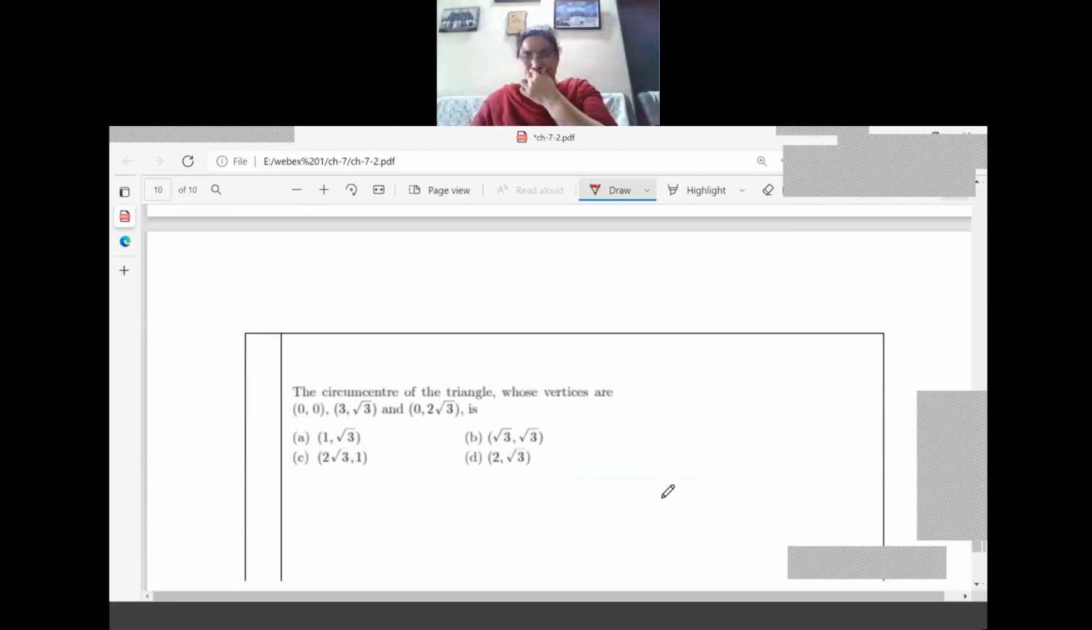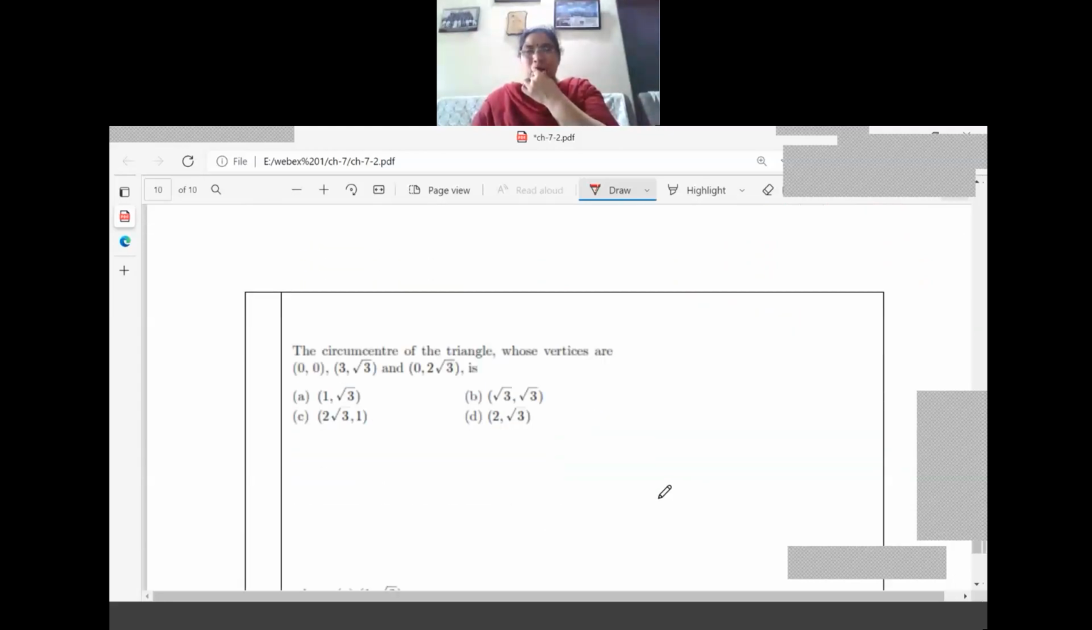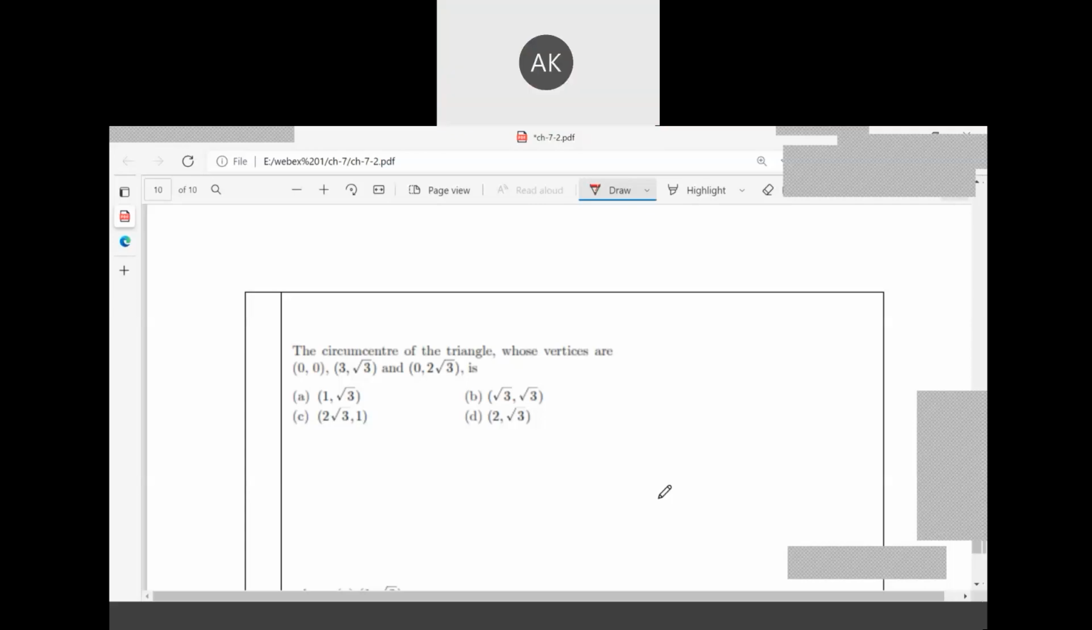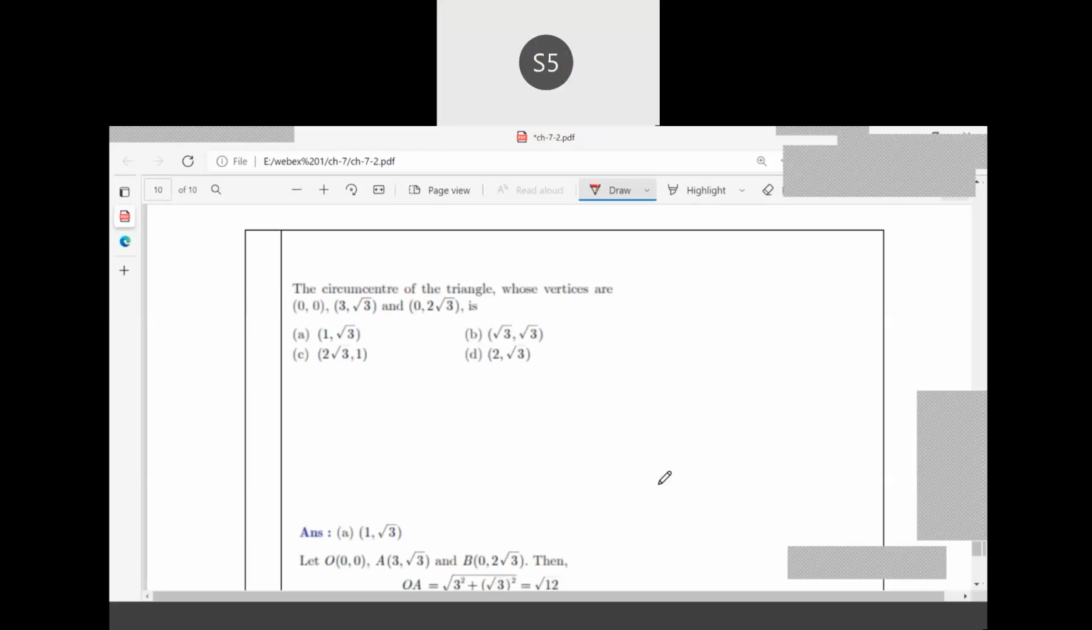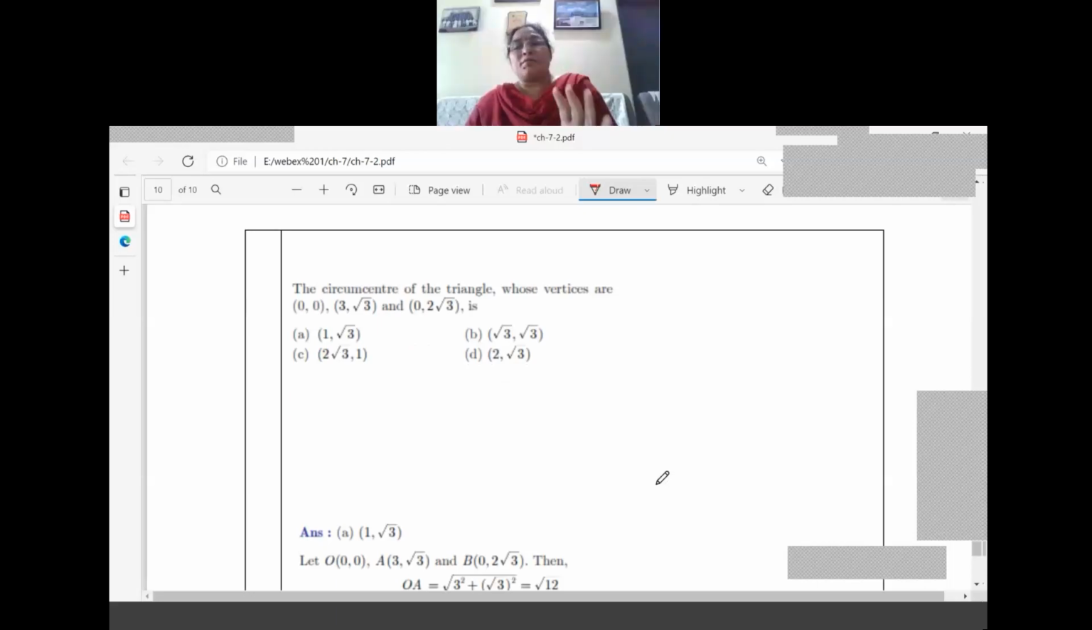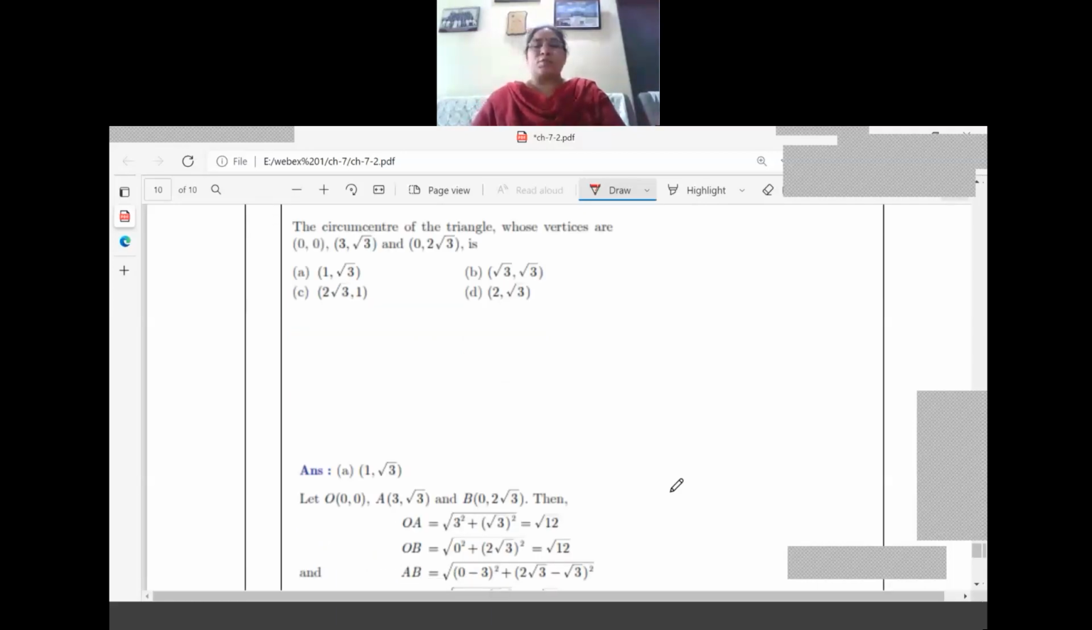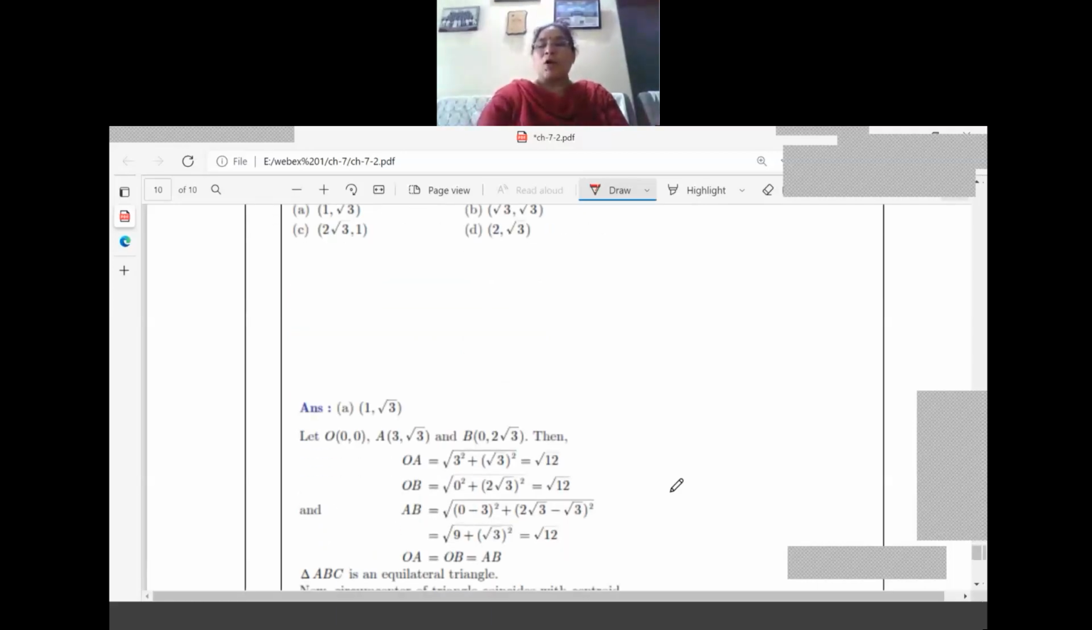The circumcenter of the triangle whose vertices are (0, 0), (3, root 3) and (0, 2 root 3). What is circumcenter, ma'am? I just want to know the question of this one. Because it is not given here. Actually, it should be given because it's a pattern for you. It is MCQ only.